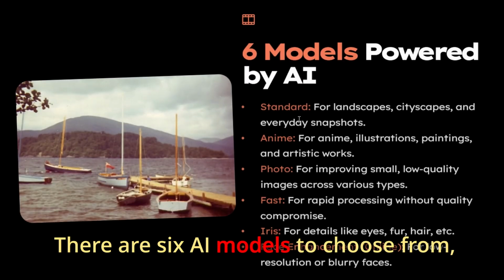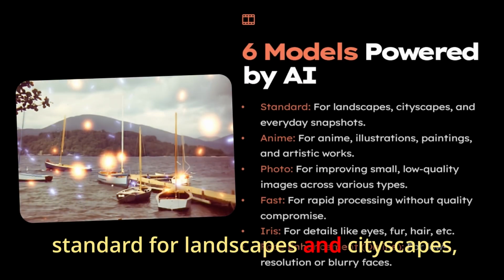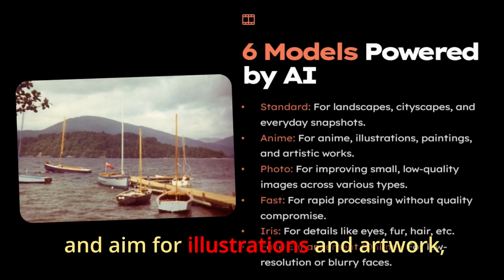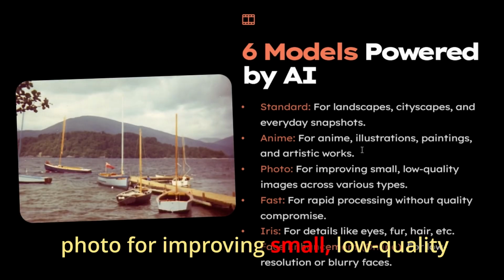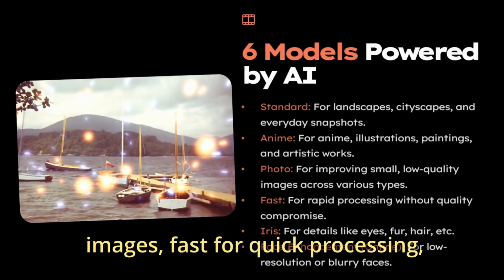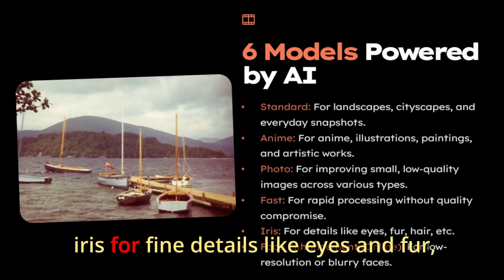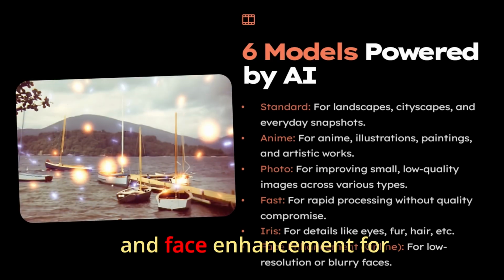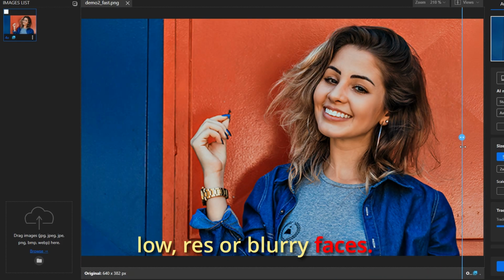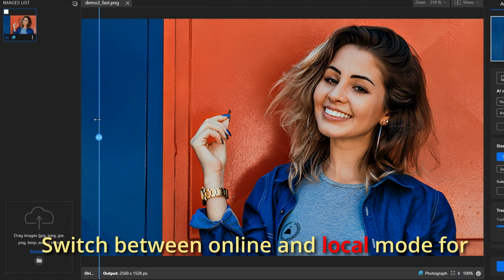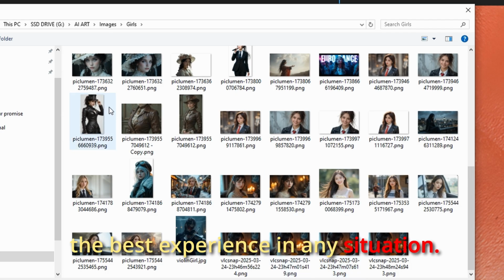There are 6 AI models to choose from: Standard for landscapes and cityscapes, Anime for illustrations and artwork, Photo for improving small, low-quality images, Fast for quick processing, Iris for fine details like eyes and fur, and Face Enhancement for low-res or blurry faces. Switch between online and local mode for the best experience in any situation.